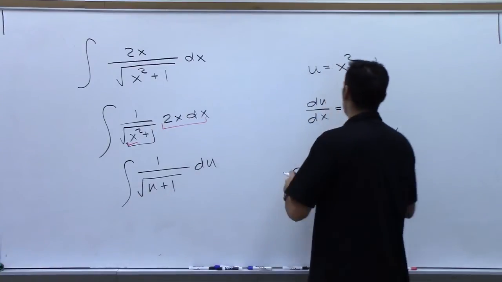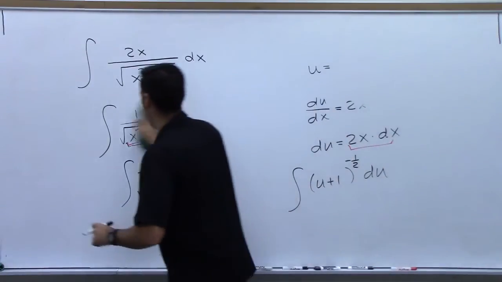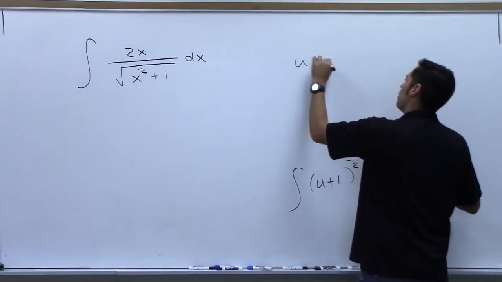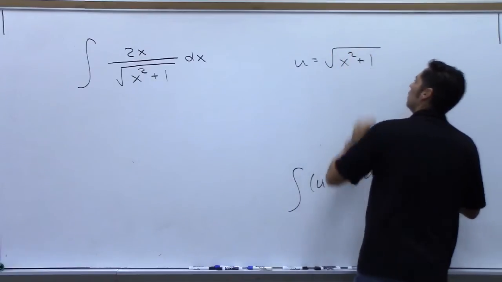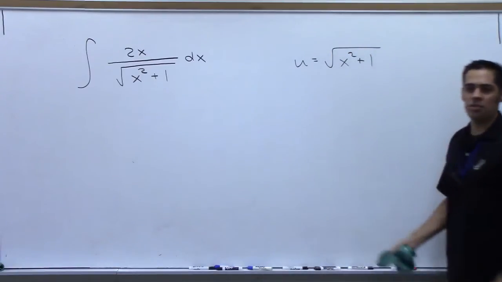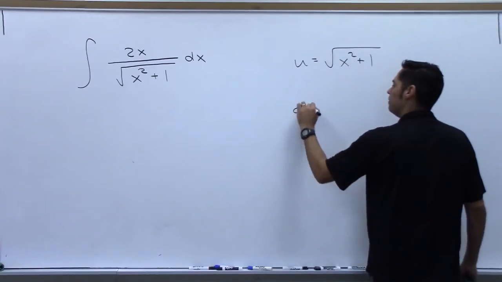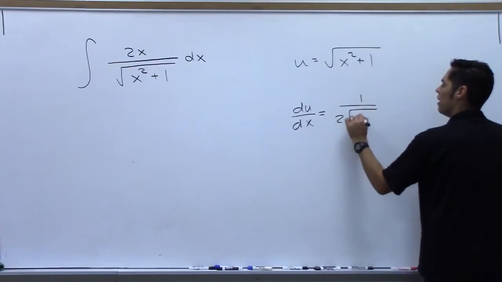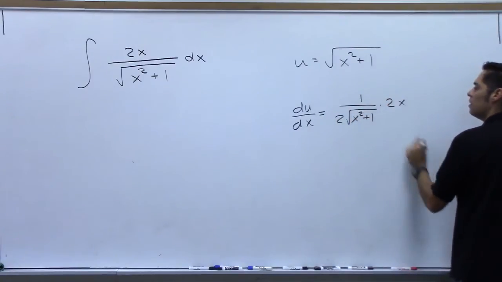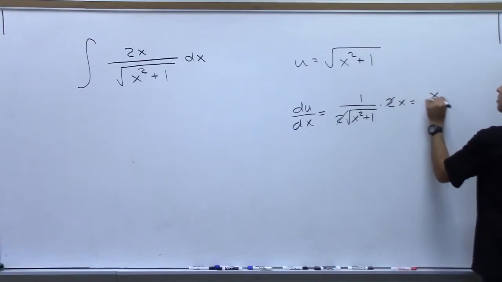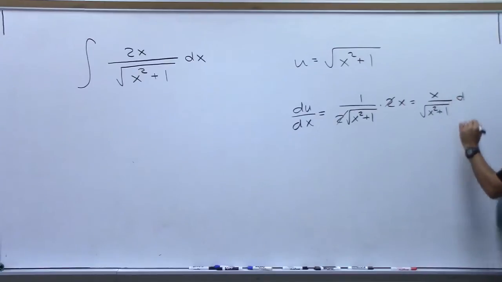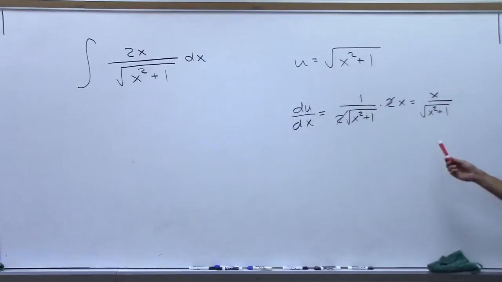Now what if I would have been super ambitious and I would have been like, all right, I'm going to take the whole denominator. I'm going to take u is equal to the whole root. I'm just going to take it all. Now you're taking too much. Because what's the derivative of this? 1 over 2 root x squared plus 1 times 2x, which is x over root x squared plus 1 dx. Sorry. You see that? You with me on that?